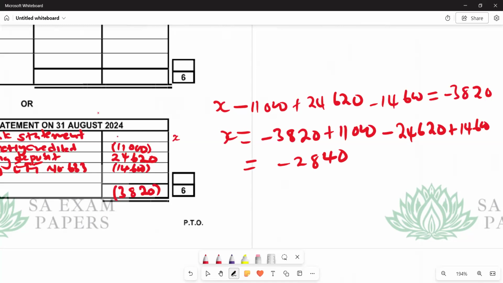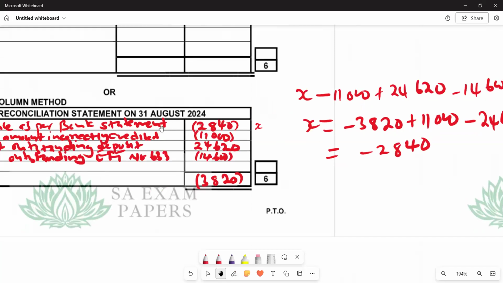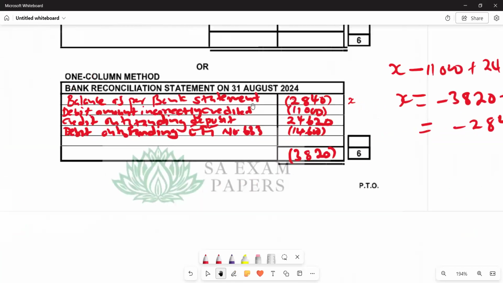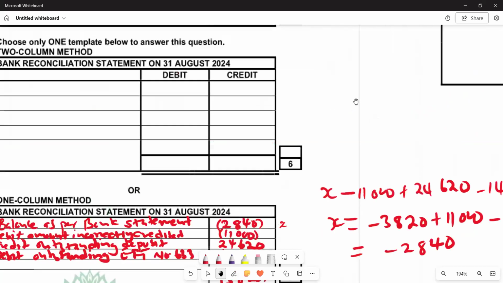So this is the same balance that you are just going to take here and put it here as 2,840, and we are saying it's a negative, so we put it in brackets. So this is what we have there on the preparation of the bank reconciliation. And we can now try to see, we also have another question that is after this one. So let's just try to check which question do we have.